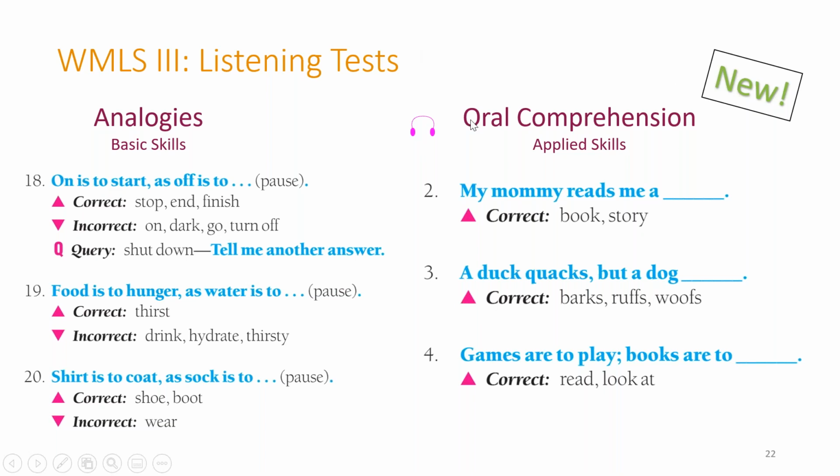Then the applied skills, this is one of the new tests, and this is the one that requires the audio recording. This is oral comprehension. For item number 2, my mommy reads me a, and they have to fill in the blank with the appropriate word. So they'll listen to the statement being read to them, and then they have to comprehend it, and then give that answer that makes the most sense in that particular sentence. Games are to play, books are to read or look at would be a correct answer.